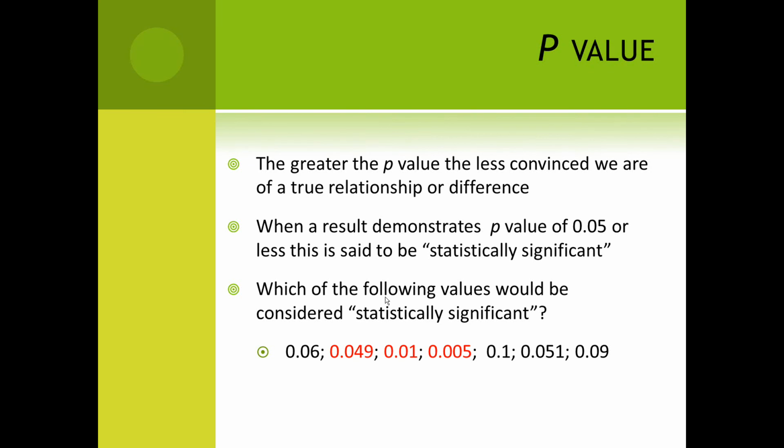If a finding gives you a p-value of 0.06, that number is bigger than 0.05, so we're not happy to accept that as a statistically significant finding, because there's greater than a 1 in 20 probability that that result occurred by chance. The next three are all less than 0.05, less than 5%, so we would consider results that had a p-value of 0.049 or 0.01 or 0.005 statistically significant findings.